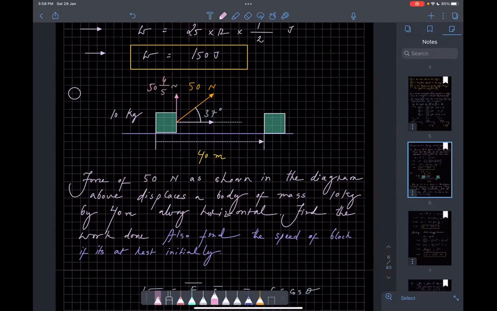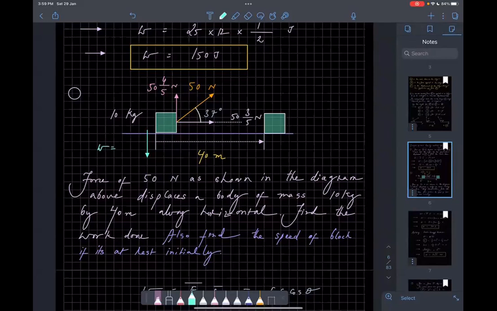Now, just tell me, is that 50 into 4 by 5 enough to make normal reaction 0? See, weight is also acting downward. Weight is how much? 10 kg. So it is 100 Newton, right? I'll write here. So weight is more, right? So it will not lose contact. I'm just checking whether it will lose contact or not.